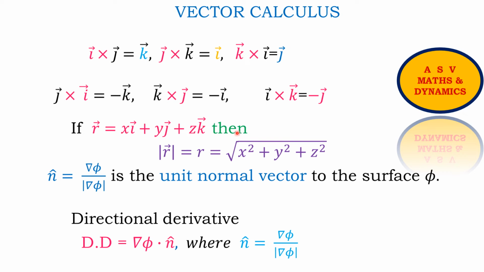So I have given n cap, it is a unit normal. What is the value of n cap? It is del pi divided by modulus of del pi, the unit normal vector to the surface pi. Here pi is a scalar. And the directional derivative using the unit normal we will write as del pi dot n cap. Already you know the n cap value. You have to find the n cap value, then you do the dot product with del pi, and you can get the directional derivative.